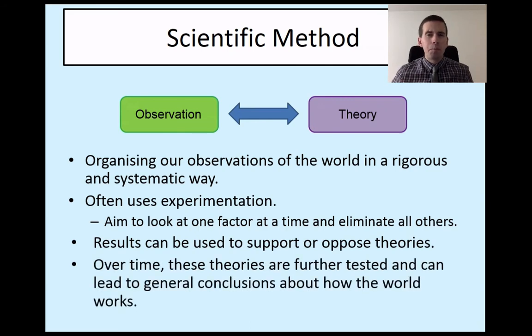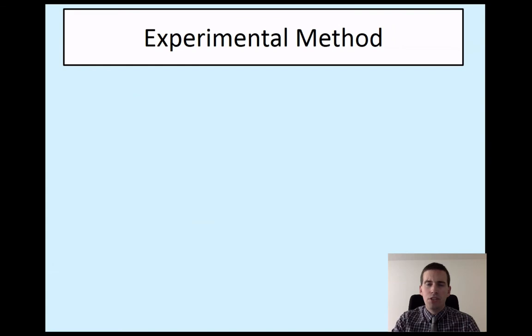And then over time, if a theory isn't disproved or doesn't have too much opposition, and there are lots of experiments done to try and disprove it, but they fail, then over time this conclusion is taken as a sort of general rule for how things work. So let's try and link this into the experimental method.